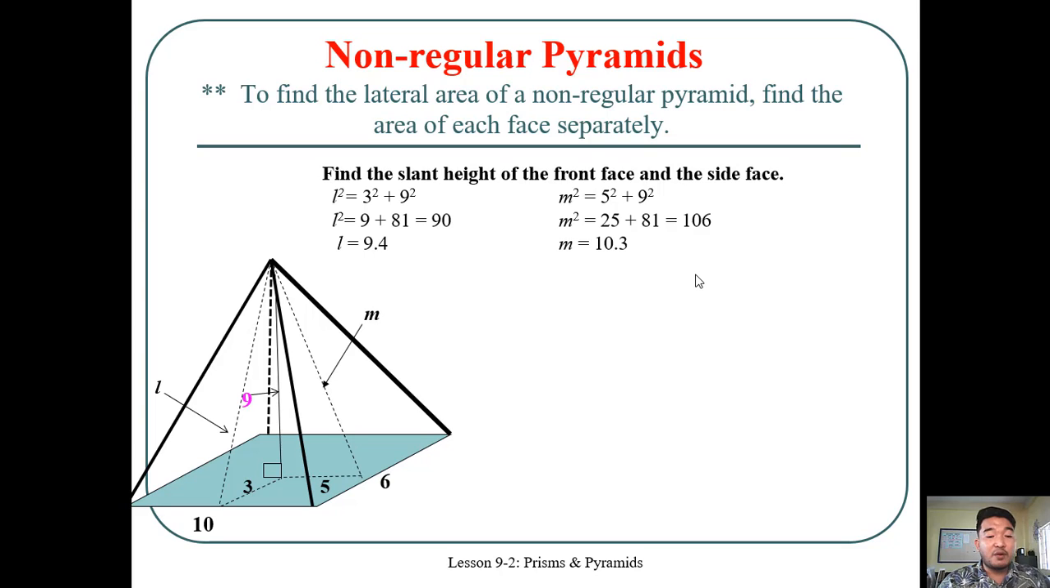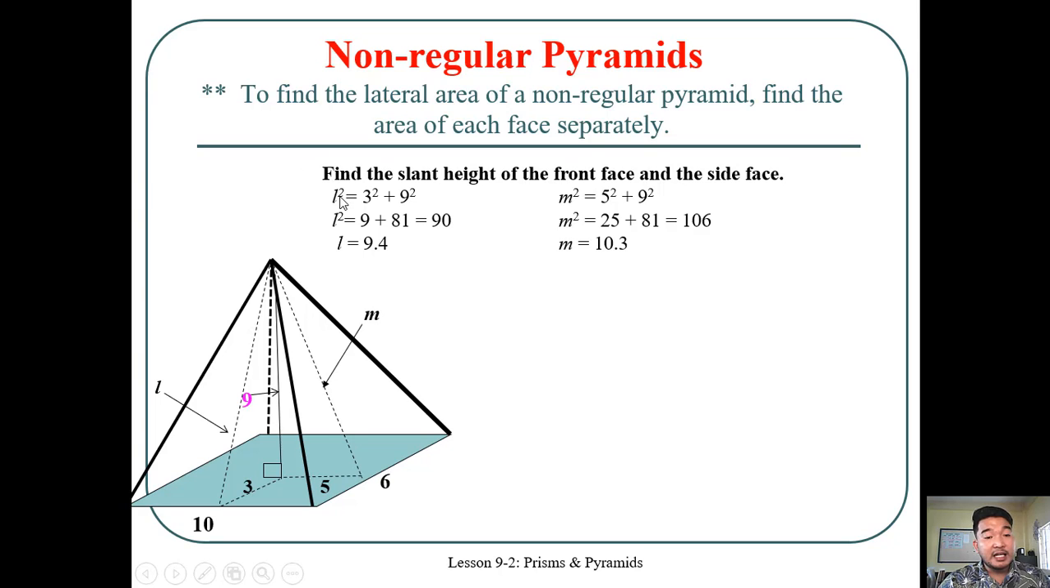How can we solve for the slant height? Why did this become 5? Because that is 1/2 of 10. Why did this become 3? Because that is 1/2 of 6. And as you can see, this height is perpendicular to the base of the pyramid. So we can form right triangles inside the pyramid. So we can solve for M and L by applying the Pythagorean theorem.